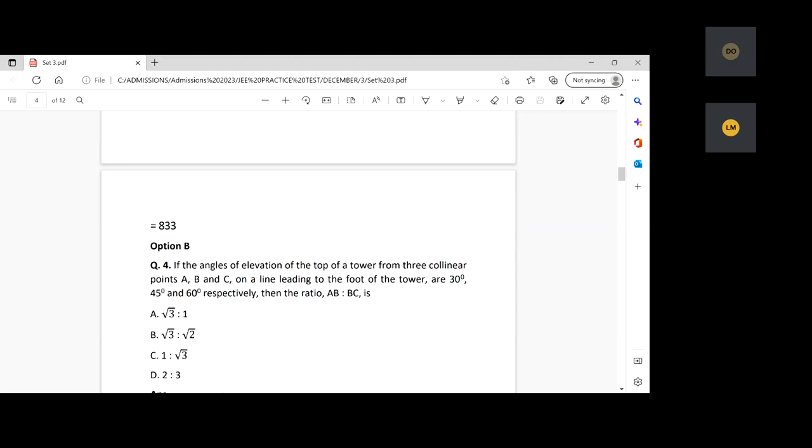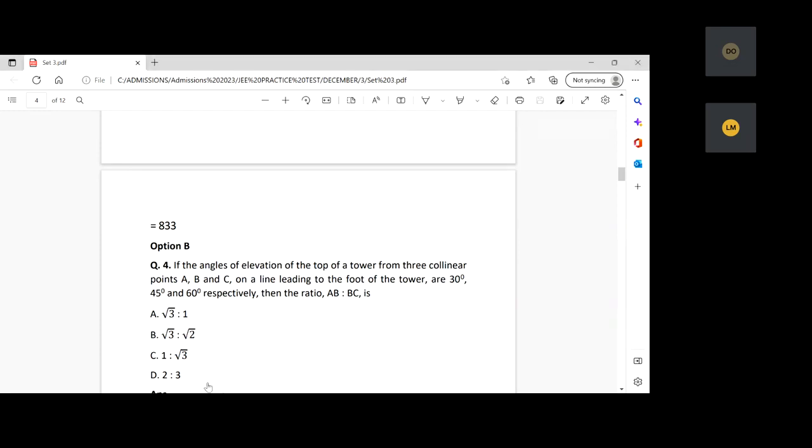Angle of elevation of the top of a tower from three collinear points A, B, and C on a line leading to the foot of the tower is 30 degree, 45 degree, and 60 degree respectively. Then what is the ratio AB is to BC?